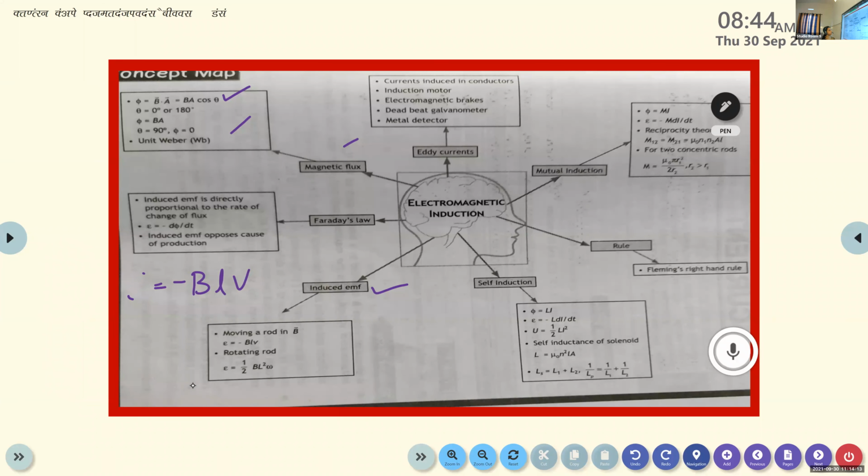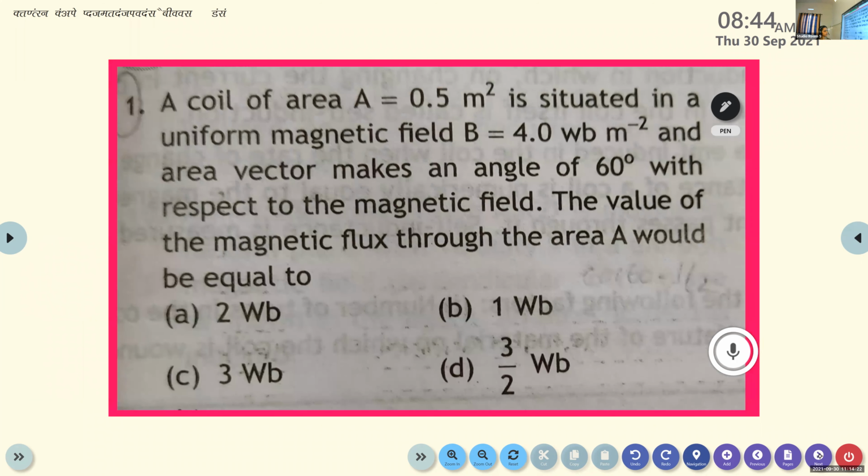Okay, so I think we discussed only these three topics today. I hope all of you are thorough with the concept, so we can move on to the problems. Okay, so here you have the first question.